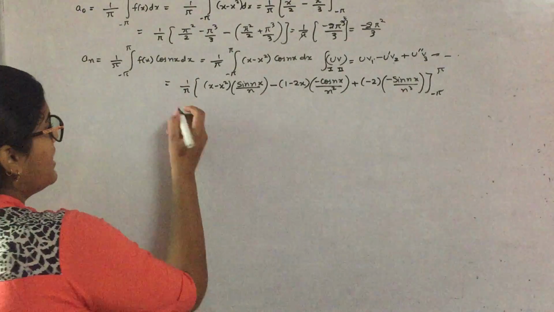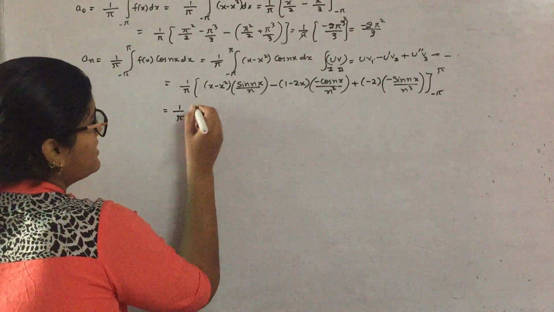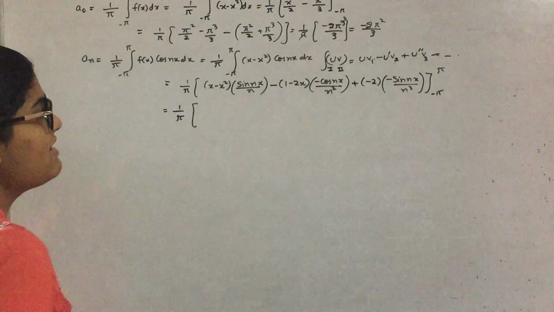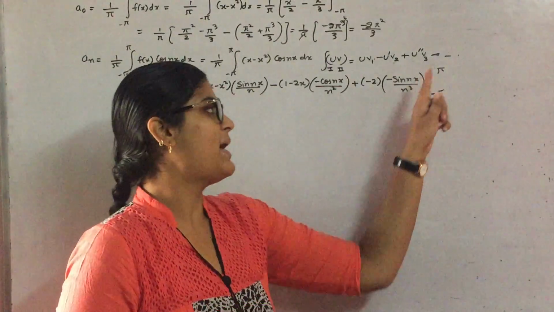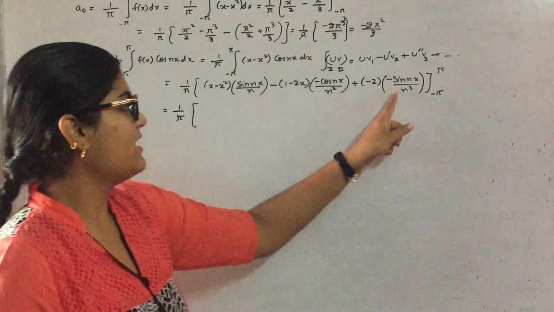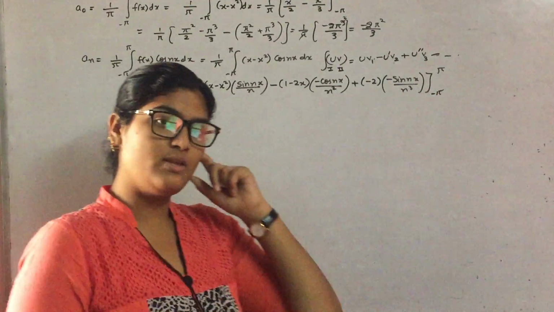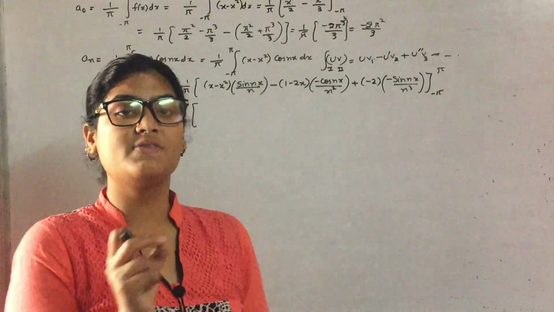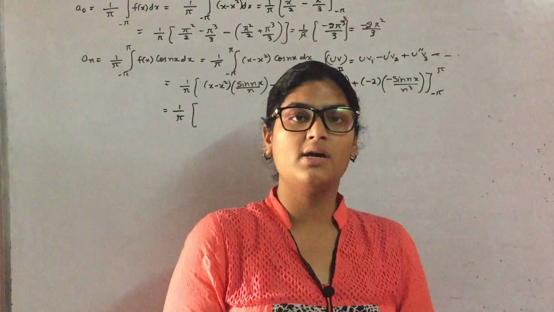Okay, now substitute these terms. Remember, whenever there is a term of pi, limit of pi, and there is the sine function, then you very well know that the value of sine of n pi is what? Zero.